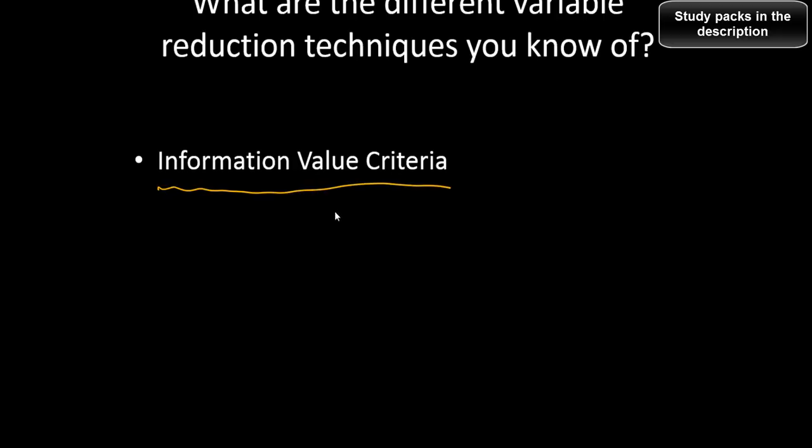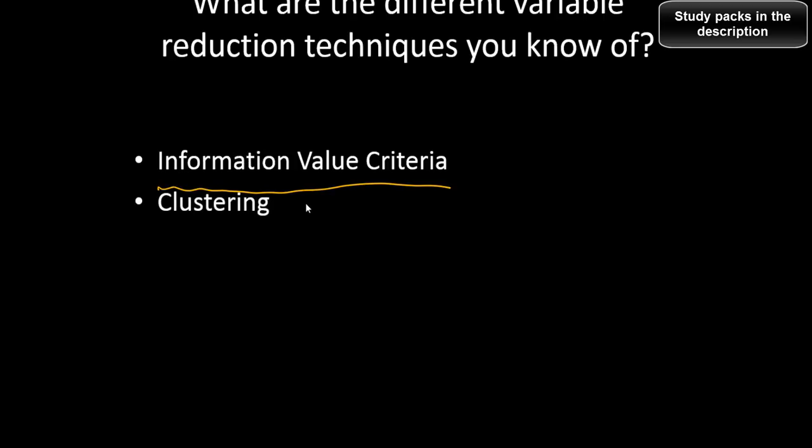The next question is, what are the different variable selection techniques that we know of? Well, the most popular one in the banking and financial industry, also in the retail industry, is finalizing variables using the information value criteria. The information value criteria is used to find out the predictive power of variables. So the ones having good predictive power are preferred and are used for the model.